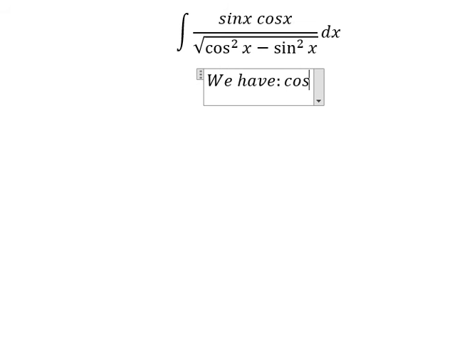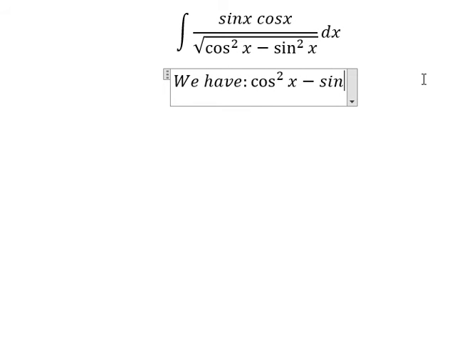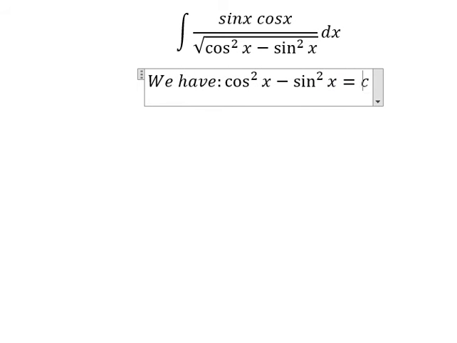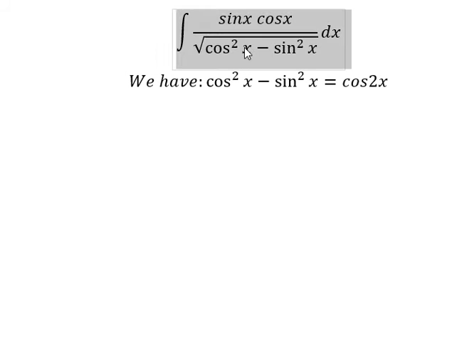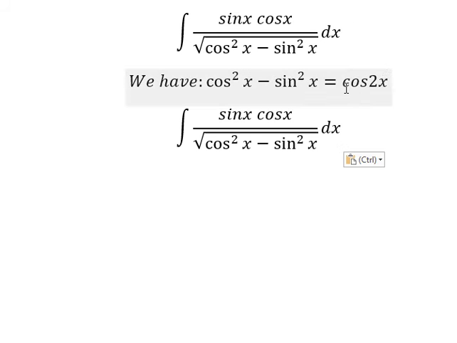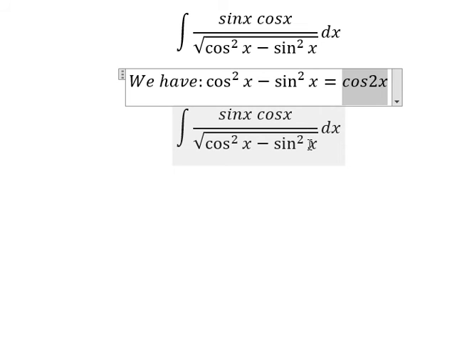Cosine x squared minus sine x squared equals cosine 2x. This is about trigonometric identity. So we need to change this one by this one.